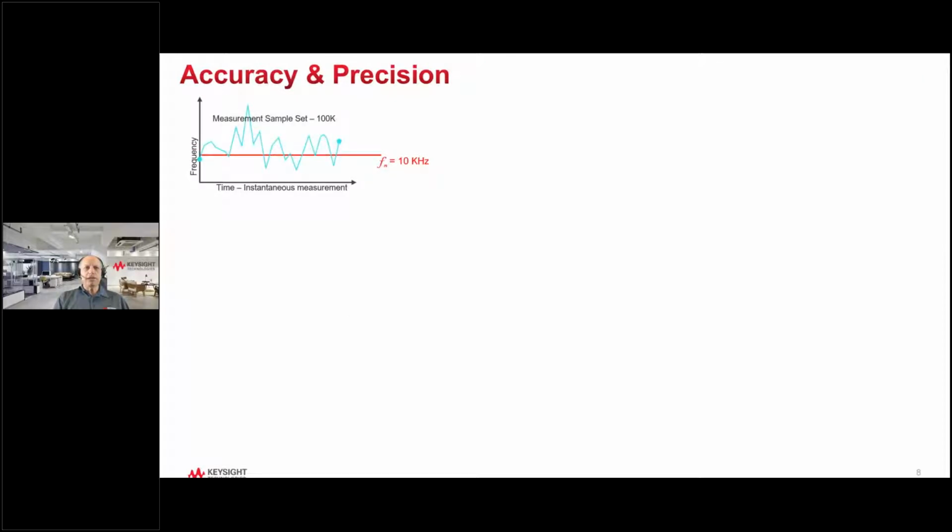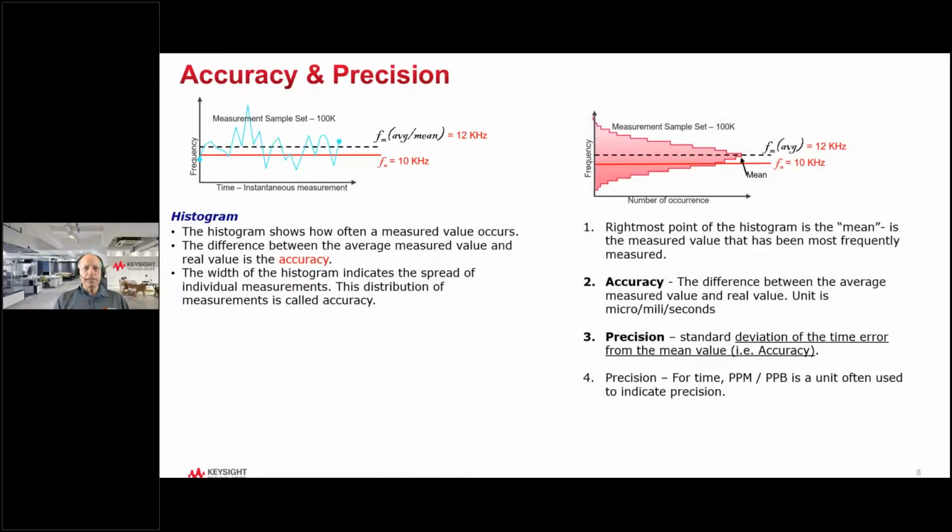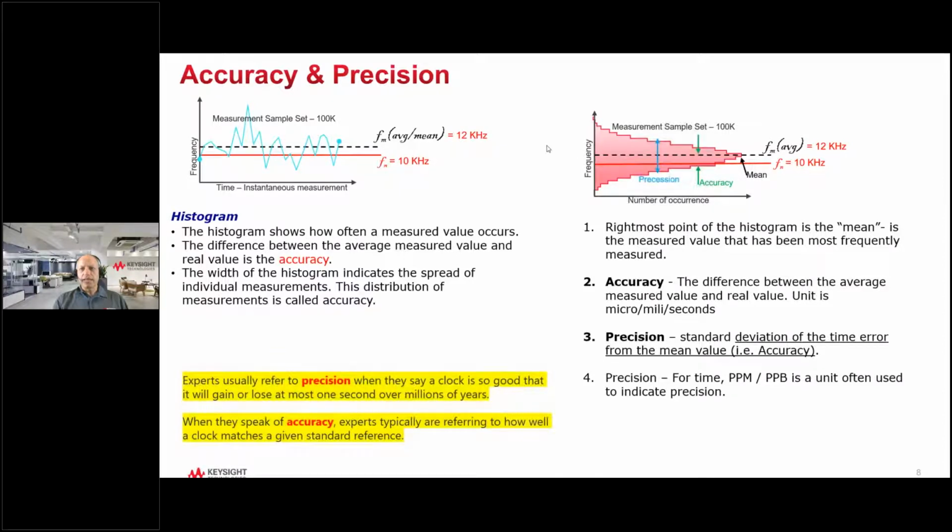Continuing on this, so let's say you have a measurement sample set. If you take the average of that, it gives you your basic frequency, and then if we plot a histogram of this, it lets us view this from two different perspectives. Typically, a point near the top of the histogram is the mean. The difference between that mean and the absolute, correct time is the accuracy. And then if we take a look at the first standard deviation, we have the precision.